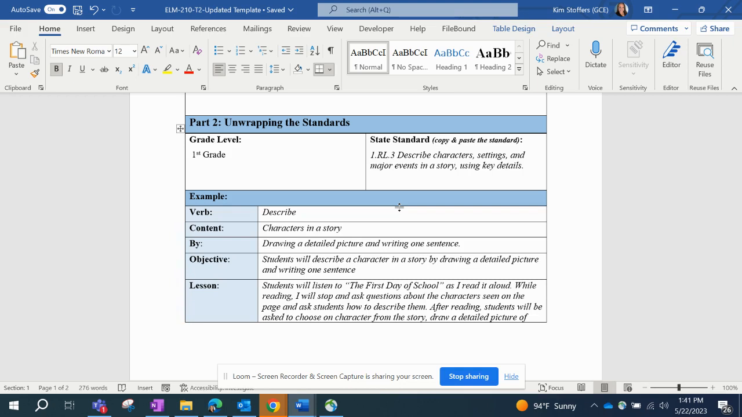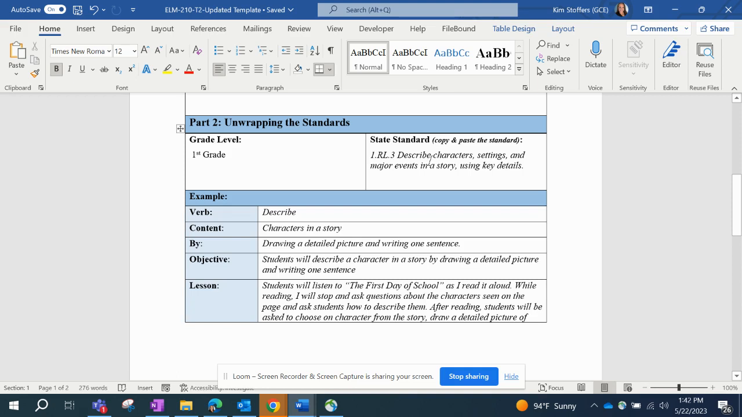So here's an example. I chose a first grade standard. Describe characters, settings, and major events in a story using key details. Now, this standard right here could take me a week or 2 to get through. I do not teach the entire thing in one day, so I'm going to choose one part. The thing I'm going to do first is find a verb that you can measure. I can measure describe. So students can describe something and I can measure how well they did.